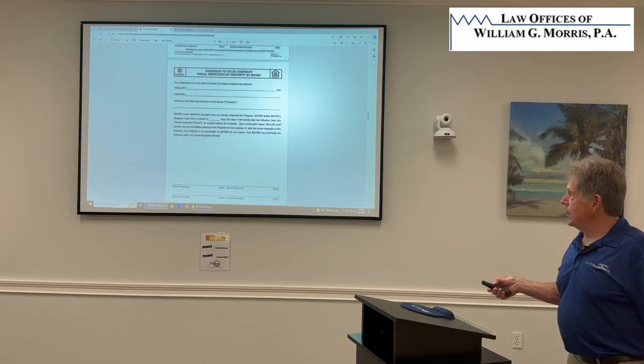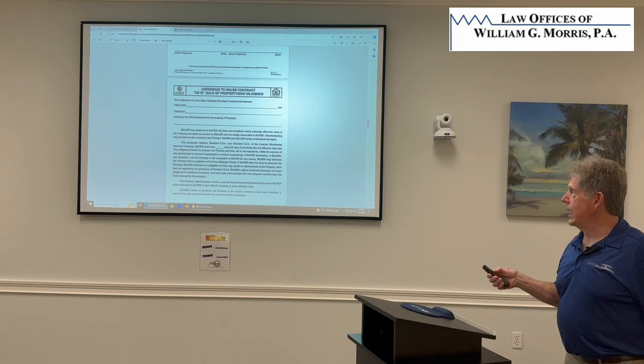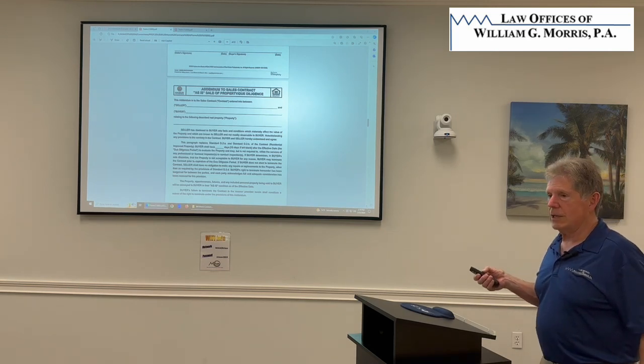Visual inspection, property by the buyer. I think we already have that in there. It showed up twice, so we'll skip through that. Okay, this is the as-is sale of property due diligence addendum to sales contract.